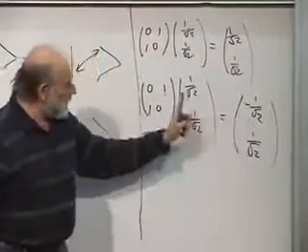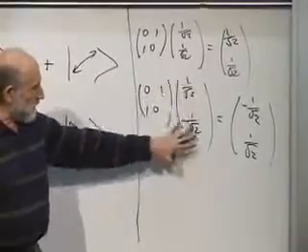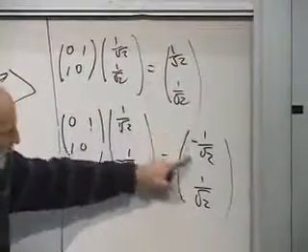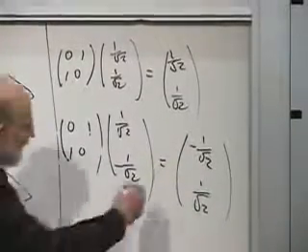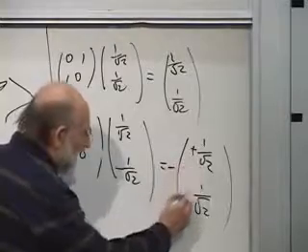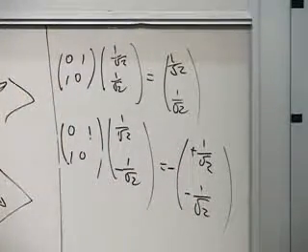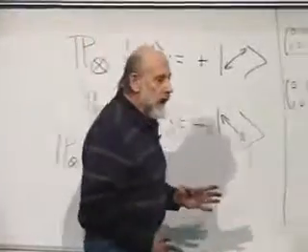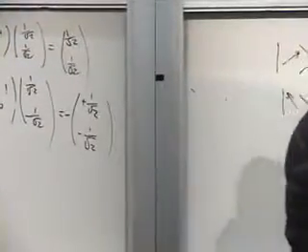Notice that this vector is minus this vector. The vector we started with was 1 over square root of 2, minus 1 over square root of 2. The vector we wound up with was exactly the same, except with a minus sign in front of it. This is minus the original vector. So in fact, this matrix represents the operator that we're looking for, the polarization observable for the XY plane.